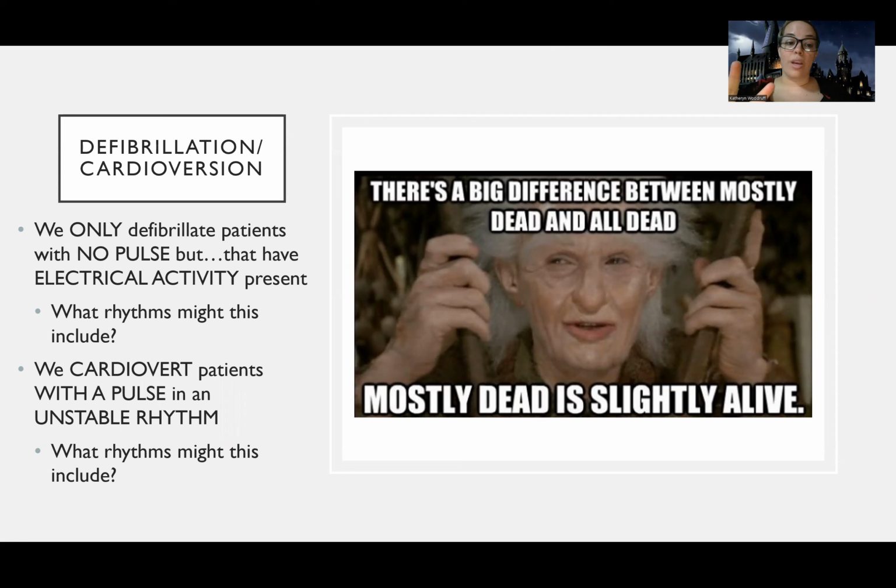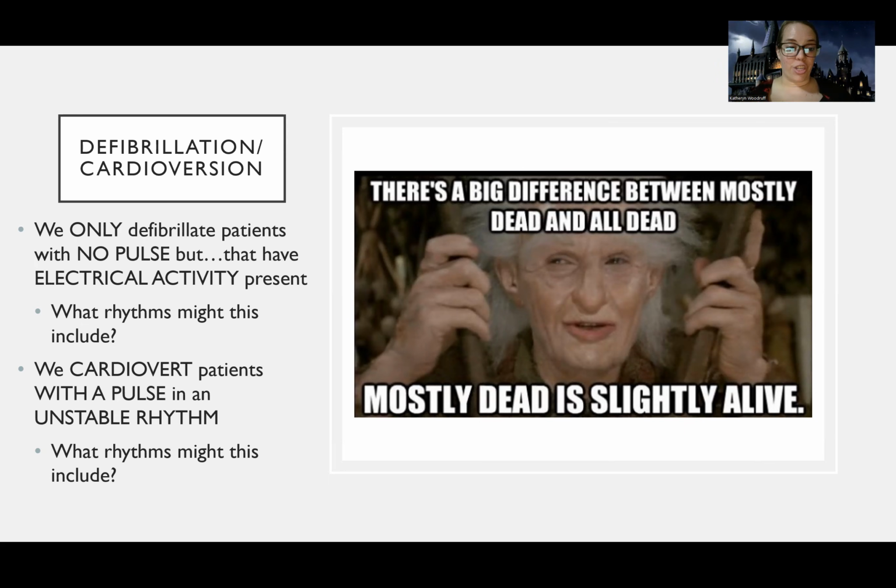So there's only two rhythms that have no pulse but electrical activity, and that's going to be VTAC without a pulse and VFib. They have no pulse, but there's some sort of electrical activity going on. So for those, I defibrillate. I have something that I can shock, like it's not a completely dead battery. There is still something there that I can shock and hopefully get it back to normal. These patients are not going to have a pulse, so I don't need to sedate them or do anything special. I'm going to try to resuscitate them. So defibrillation is a resuscitation.